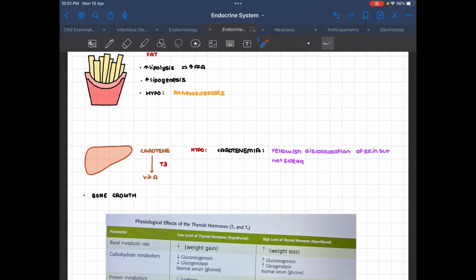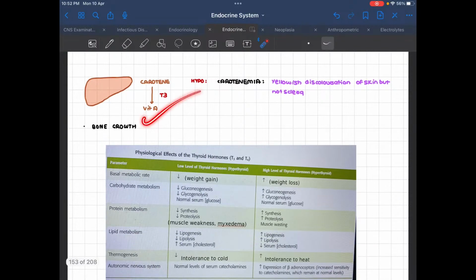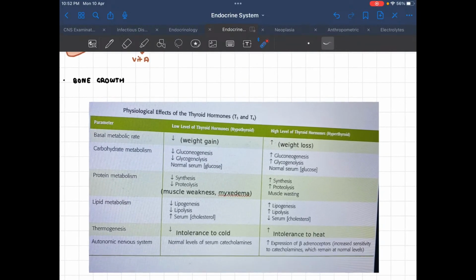Basically, carotene का conversion into vitamin A is facilitated by T3. So sometimes hypothyroidism में you might develop carotenemia as well. That is the yellowish discoloration of the skin, but not the sclera, mind you. Okay, so this is different from jaundice, and obviously it's going to promote your bone growth as well. So these are the different things that you see whenever you're hypothyroidism.